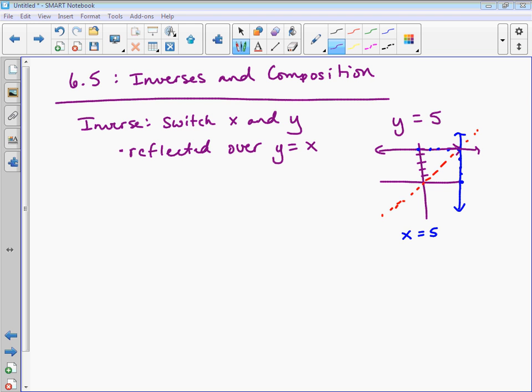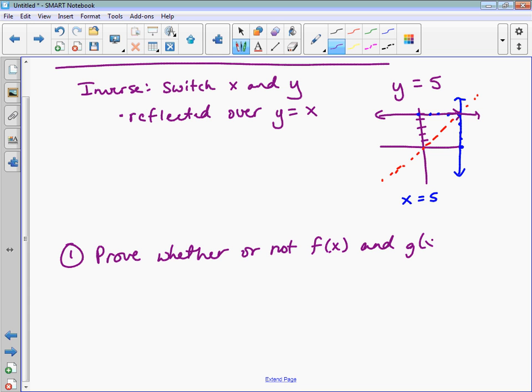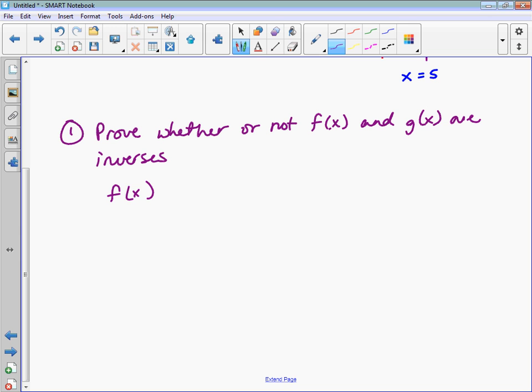The next thing you have to do with inverses, you are going to prove that two functions are inverses. It's not proof like what we did with trig proofs. It's just a process you have to follow. And then prove whether or not f of x and g of x are inverses. So I give you f of x is 2x minus 6, g of x is 1/2 x plus 3.